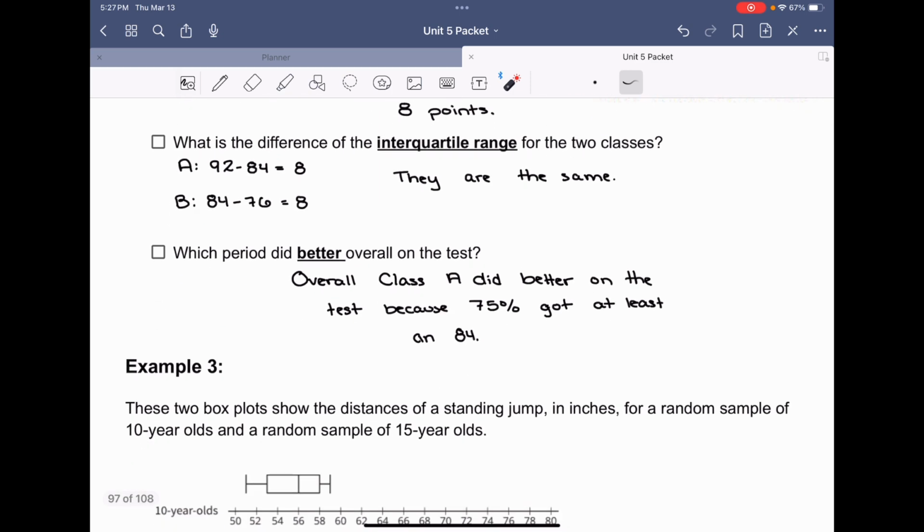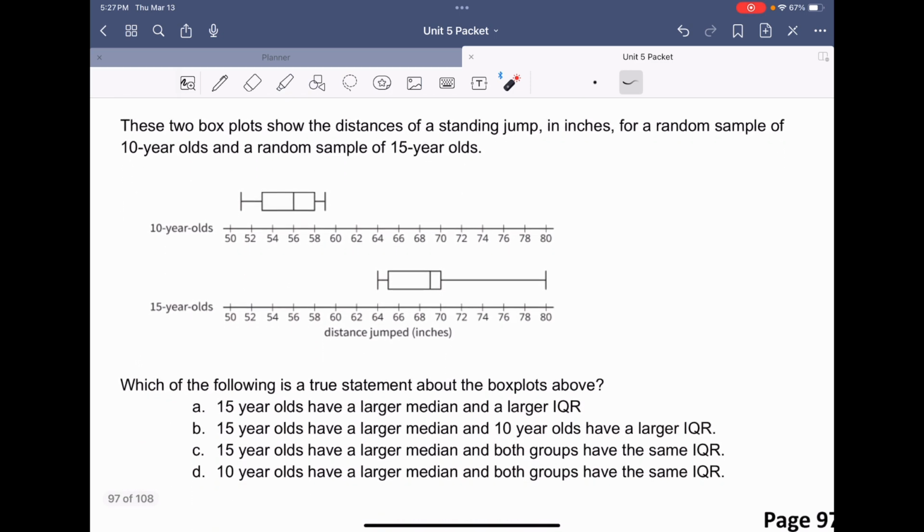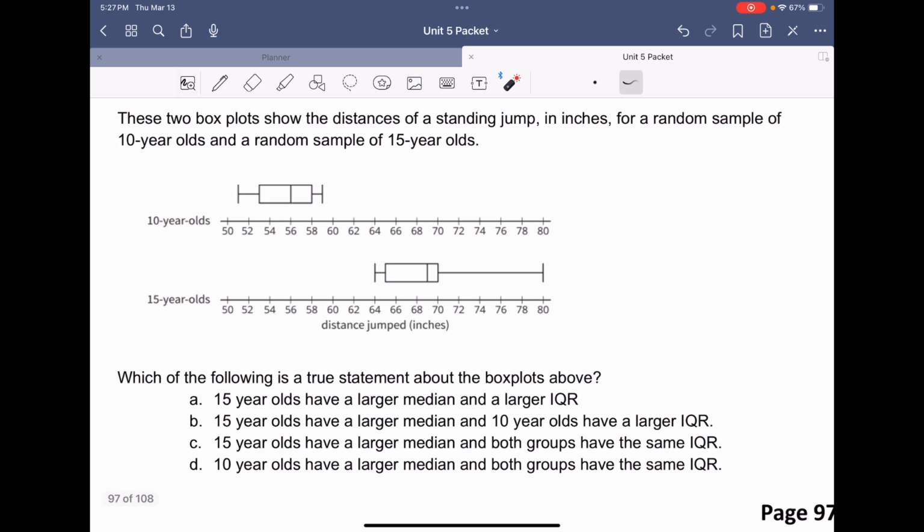All right, next example. It says, these two box plots show the distances of a standing jump in inches for a random sample of 10-year-olds and a random sample of 15-year-olds. I want you to go ahead and try this one on your own. So it says, which of the following is a true statement about the box plots above? So you're going to have to find some of the values. So please pause the video, try this one on your own. When you're all set, unpause and just check your work.